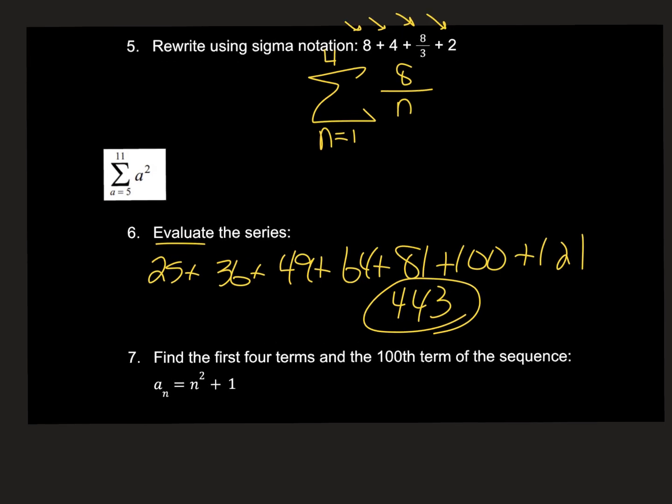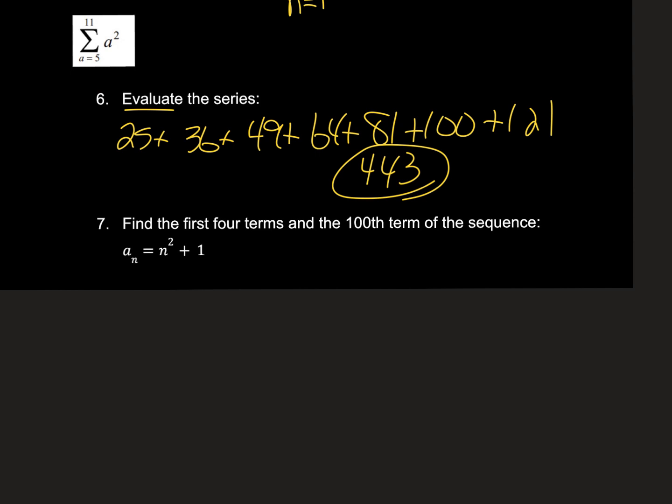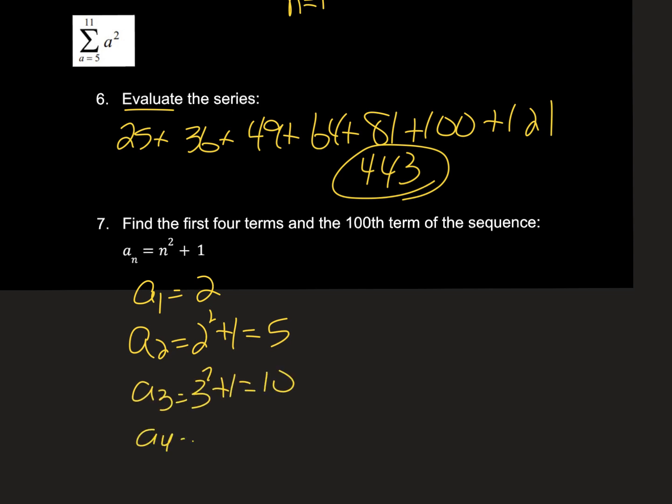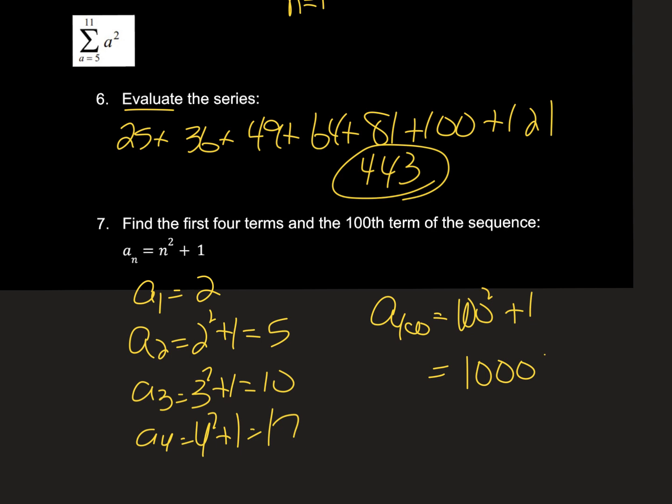So check me out. Number 7, find the first 4 terms and the 100th term in that sequence. So the way you find the terms, the first term you just plug in 1. That's gonna give you 2. Plug in 2, be 2 squared plus 1, which is 5. Plug in 3 would be 3 squared plus 1, which is 10. Plug in 4, which would be 4 squared plus 1, which is 17. The 100th term, plug in 100. 100 squared plus 1. 100 squared is 10,000, so it's going to be 10,001. And there you have all your answers right there.